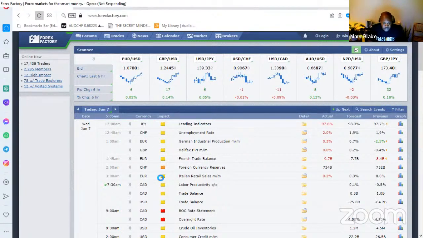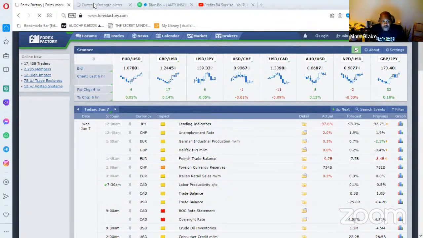The next news event is at 9 o'clock a.m. CAD has the overnight rate. That's amazing. You want to catch that at 9 o'clock, you're going to see CAD move in the market like crazy. Anytime there's a cash rate or overnight rate or anything of that nature. All right, so there's nothing affecting us in the news.